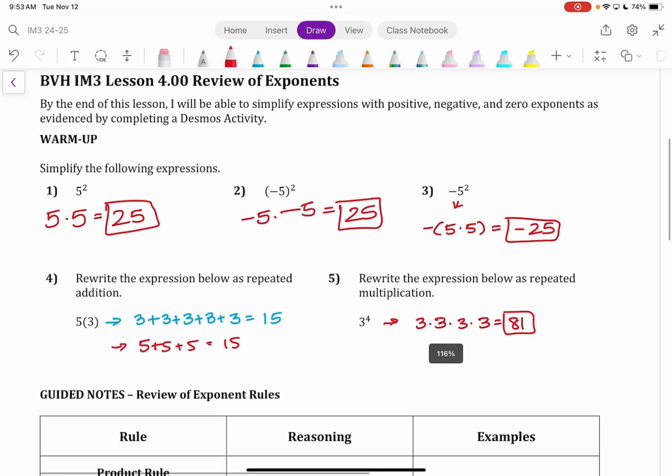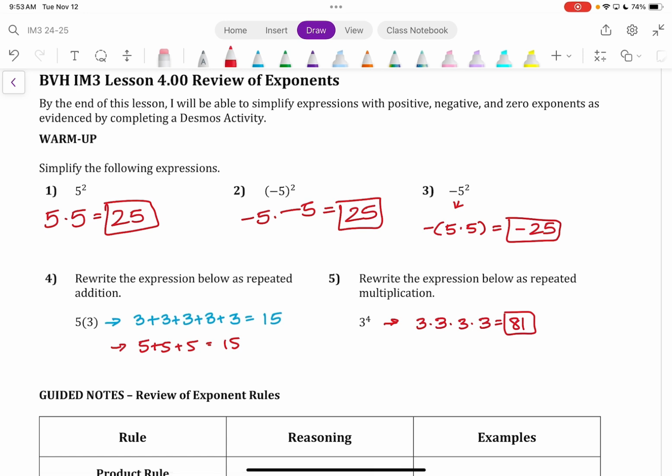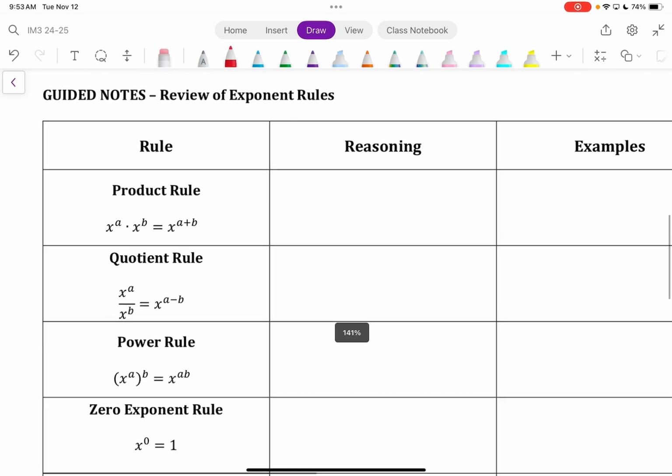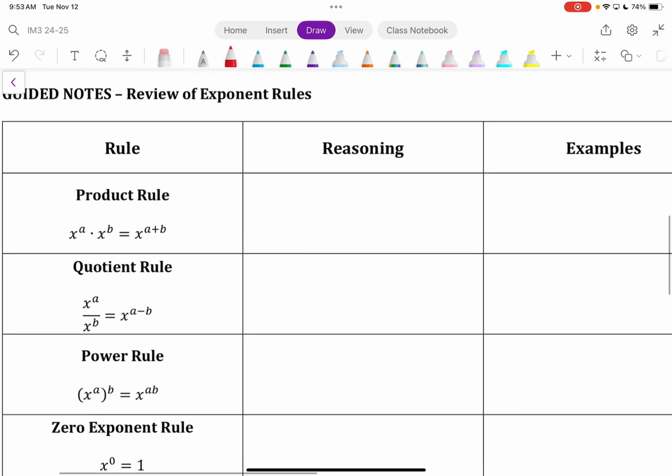All right, so that concludes the warm-up. The main takeaway from this warm-up is to identify that exponents represent repeated multiplication. Okay. Now let's look at some guided notes. So please go to this section down below. And we are going to talk about the following rules. When it comes to exponents, we need to think of these rules, especially because we will be simplifying exponents. We will give you guys equations that need to get simplified, and you're going to have to apply these rules to get a final solution.